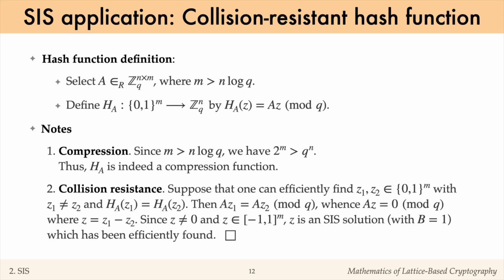We have a short proof that the hash function is indeed collision resistant, assuming the hardness of SIS. Suppose by way of contradiction that one can efficiently find a collision for H. So one can efficiently find two distinct length m binary strings, Z1 and Z2, with the same hash value. So A times Z1 equals A times Z2 modulo Q, and so A times Z is 0 modulo Q, where Z is defined to be Z1 minus Z2. Now, since Z is non-zero, and its components are either minus 1, 0, or 1, Z is an SIS solution with error bound b equals 1 that we have efficiently found. This contradicts hardness of SIS.